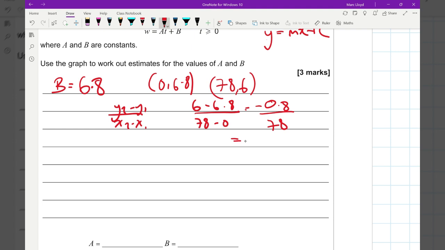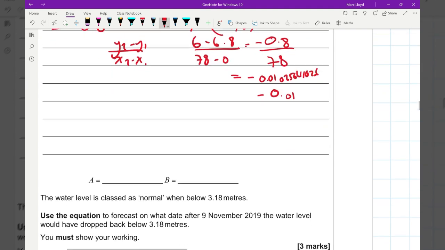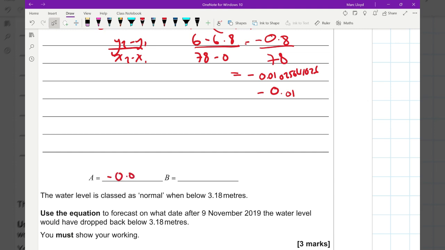We've got equals negative 0.01025641026. I'm going to call it negative 0.01. There is a tolerance on this mark scheme, so I think it's between 0.012 and 0.009. All right, so this is an acceptable value. And then that goes into here, like so.